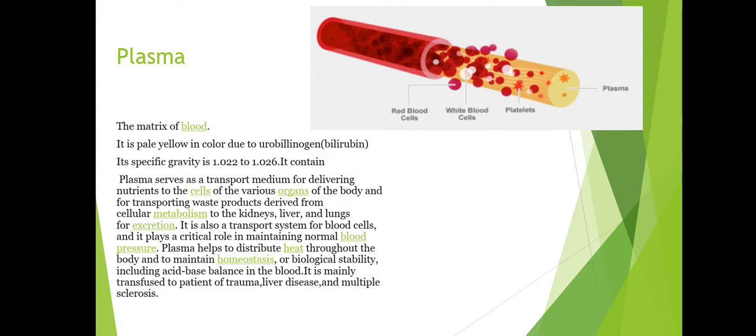Similarly, the plasma also exerts pressure on the walls of the blood vessels through which it flows, and it helps in maintaining the osmotic balance and homeostasis, or biological stability, of the body, and the acid-base balance of the body. That means it is used for maintaining the pH of the blood. It is mainly transfused into patients of trauma, liver diseases, and multiple sclerosis.